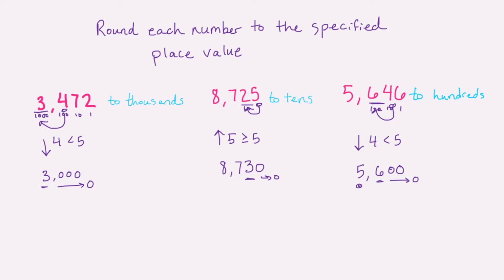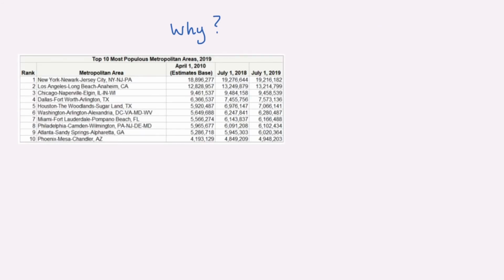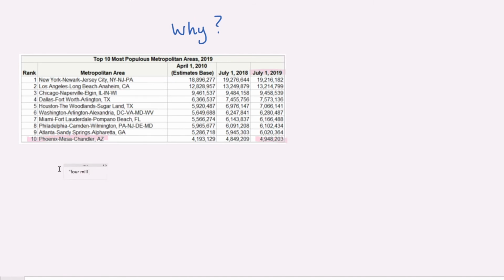Great, now you know how to round numbers to different place values. But why is it important to know how to round? Sometimes you're given a really big number, say for example, the population of the Phoenix metro area, which according to the census was about 4,948,203.